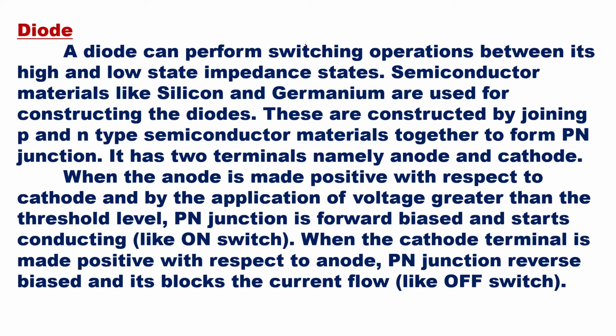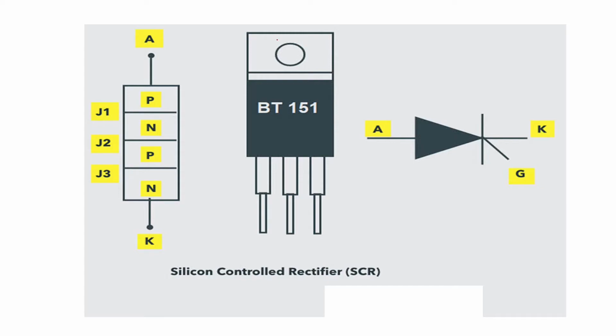Then when the anode is made positive with respect to the cathode, and by the application of a voltage greater than the threshold level, that is the knee voltage, the PN junction is forward biased and starts conducting like an on switch, as I've told you earlier. When the cathode terminal is made positive with respect to the anode, the PN junction is reverse biased and it blocks the current flowing through it, and it acts as an off switch. So when you have on-switch and off-switch performance by this device, it can be used in switching. Next we will see what a silicon controlled rectifier is.